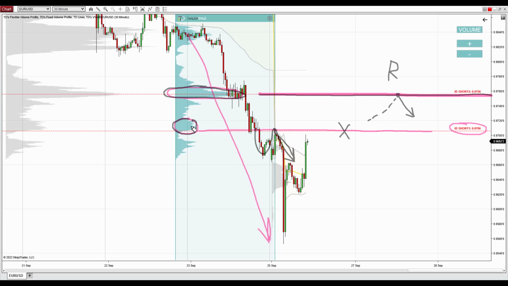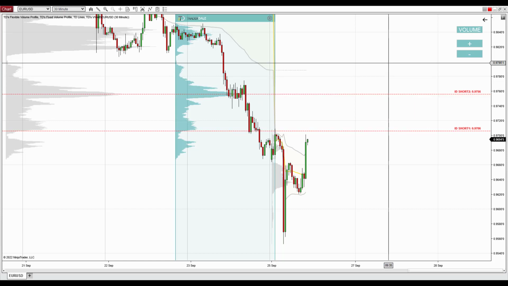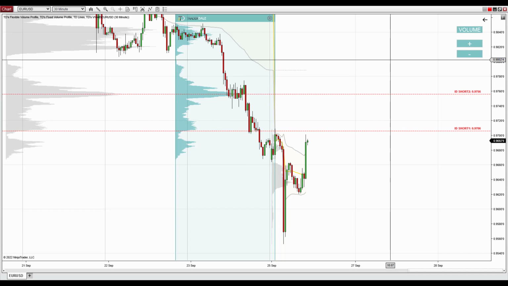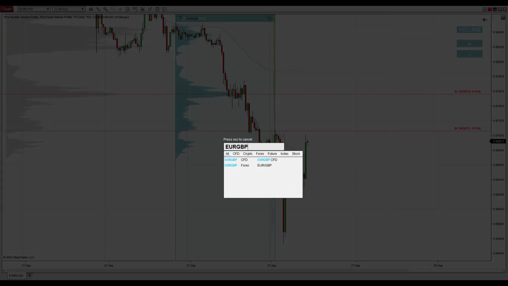The logic is basically the same as in here. We need to wait for the pullback, and then there should be a reaction like in here. So that's what I expect to happen on the euro when the price reaches this resistance. Now let me switch over to another trading idea. The next one will be on the euro British pound.